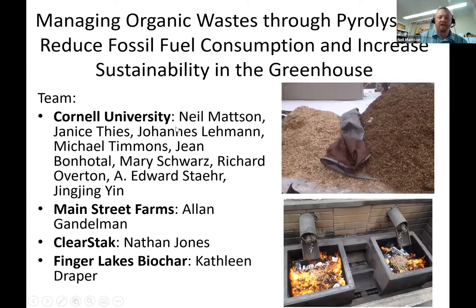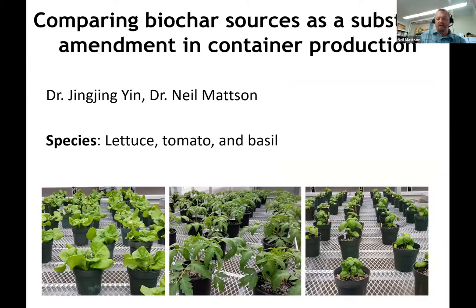So this project, just to acknowledge the team that was involved, brought together a bunch of people, including soil scientists at Cornell, Janice Thies and Johannes Lehmann, an agricultural engineer, Michael Timmons, the Cornell Waste Institute, Jean Bonnetol and Mary Schwartz, and then economists. And then we had a postdoc, Jingjing Yin, who was our plant scientist that led the hands-on research efforts. Main Street Farms was the commercial grower, and ClearStack was the furnace provider, and Finger Lakes Biochar with Kathleen Draper helped in setting up our project objectives and assessment. So that was the big picture.